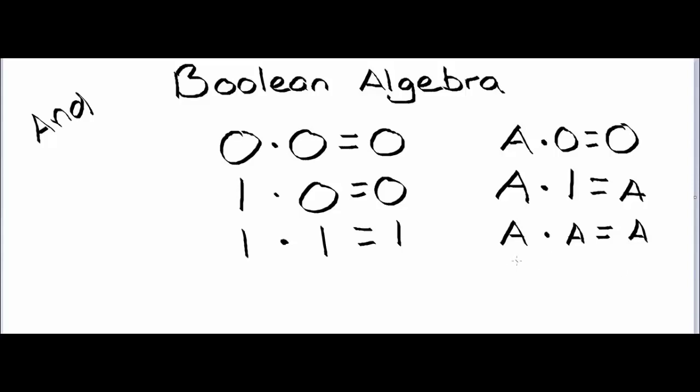Finally, we can say that A multiplied by not A is always going to equal 0. Okay, so the reason for that is if A is 1, then we do 1 times 0, because it's not 1, which is going to equal 0. And if A is 0, then we do 0 times 1, because it's not 0, and that's always going to equal 0. So that rule works.